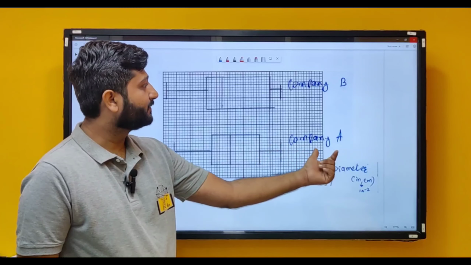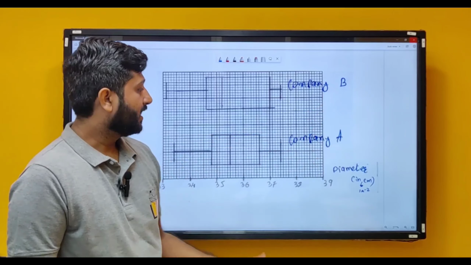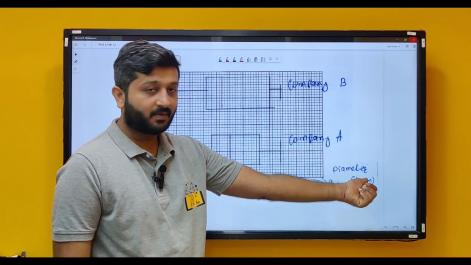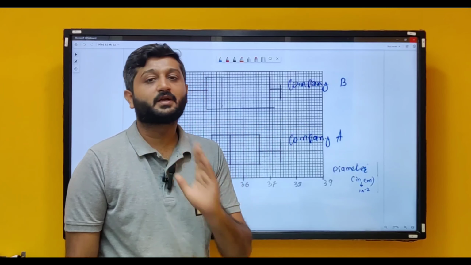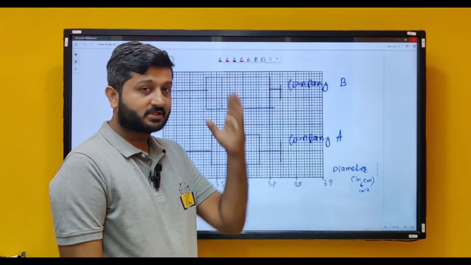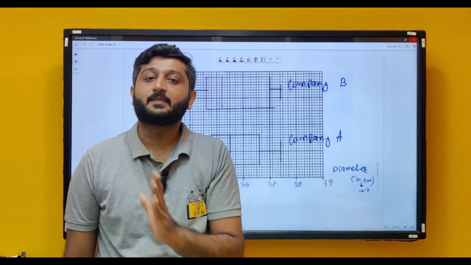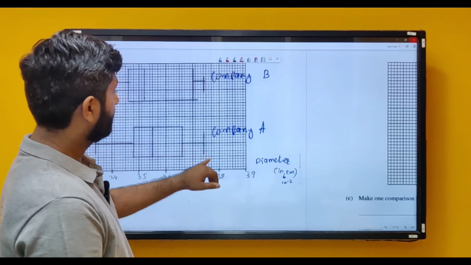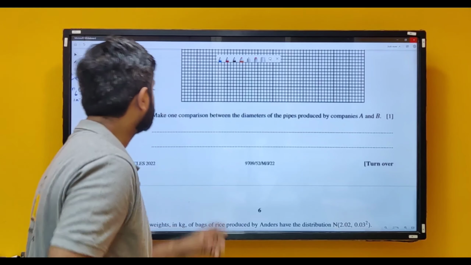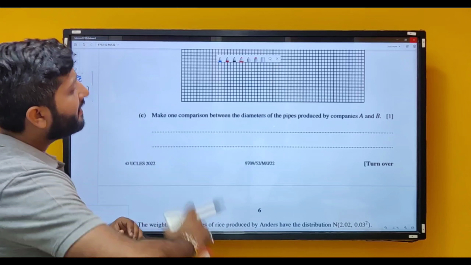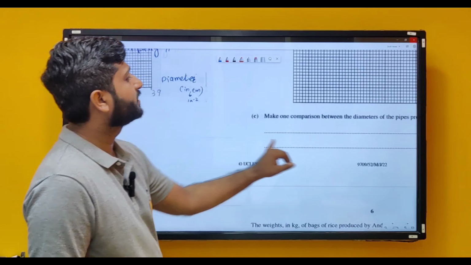My lower one is company A and the upper one is company B, and the diameter is obviously in centimeter with the power of 10 raised to minus 2, right? 10 raised to minus 2 centimeter, because 34 means 0.034 centimeter, right? 0.34 centimeter. This was my box and whisker plot. Next, make a comparison between the diameters of the pipe produced by both the companies.